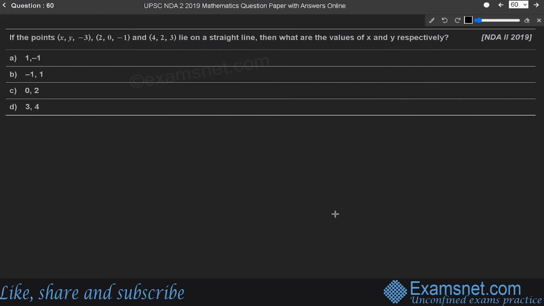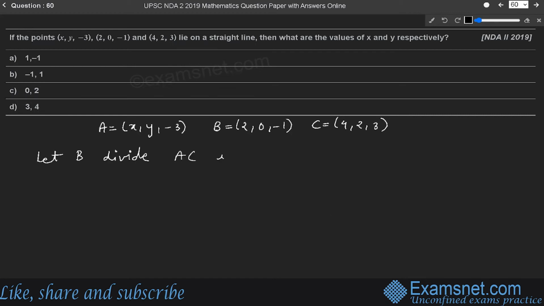Next question is, if the points x comma y comma minus 3, 2, 0 and minus 1 and 4, 2 and 3 lie on a straight line, then what are the values of x and y? So let A be the first point, B the second point and C the third point. They all lie on a straight line. Now let B divide AC in the ratio lambda is to 1.